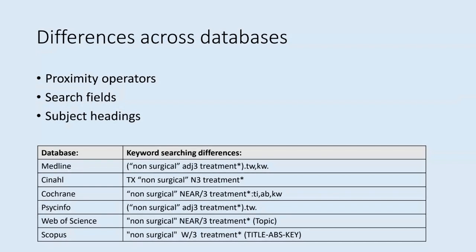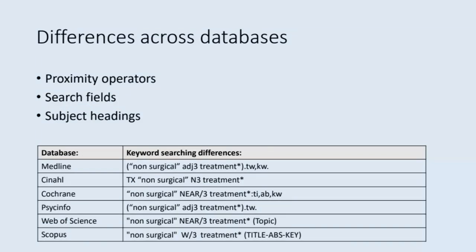So on the slide here, you will see that I've done an example search in Medline for the word non-surgical within 3 words of treatment. And I've actually used the TWKW, which is the text word field, which is what we used last week, which is the title abstract. But I've also added the keyword field here. So this search is searching for any papers that have the phrase non-surgical within 3 words of treatment in the title, abstract, or keyword field. So that will work in Medline.